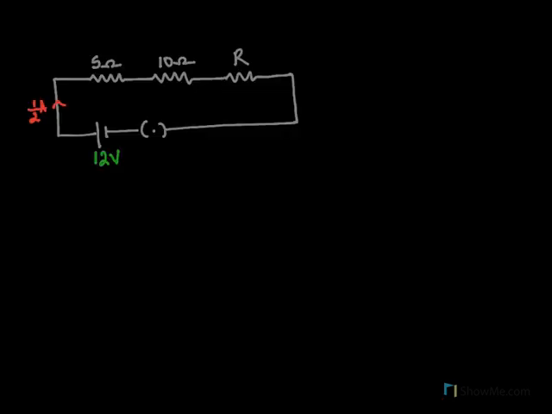Here's the circuit diagram given to us. There are 3 resistors connected in series. The current and the voltage is given to us. We need to find the value of R.